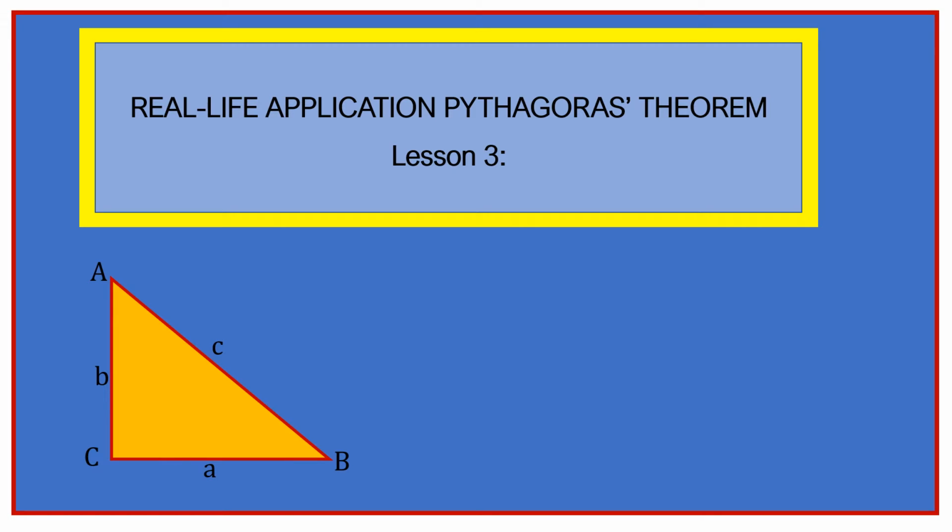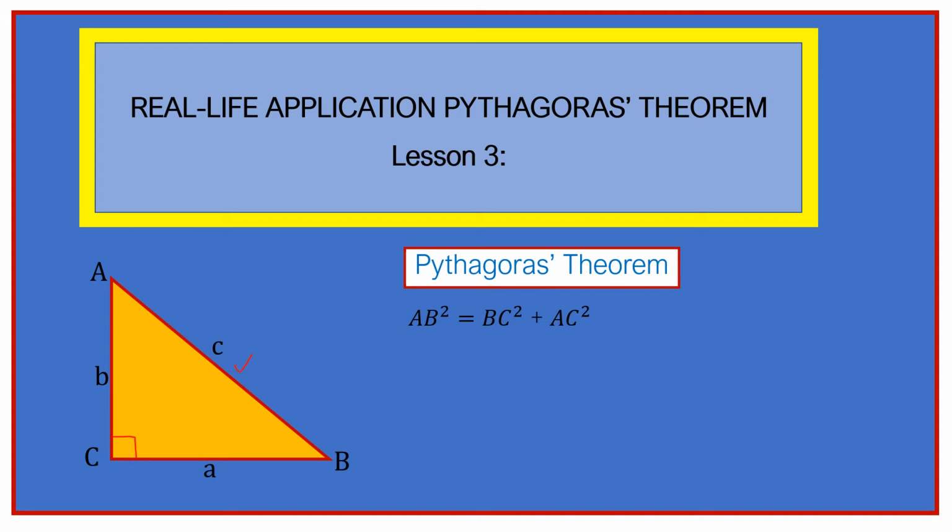Remember, Pythagoras' theorem only applies to right-angled triangles. And for this case, we have got a right triangle ABC. So we need to know that the hypotenuse is AB, which is the longest side of the triangle. So in that case, we say AB squared equals BC squared plus AC squared. And then this can be the same as C squared equals A squared plus B squared.